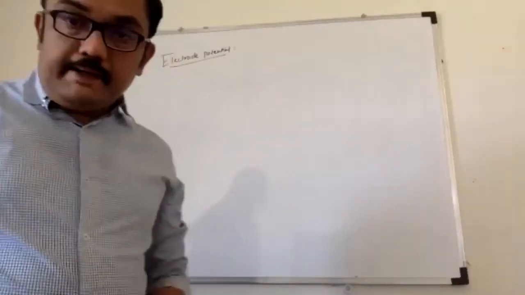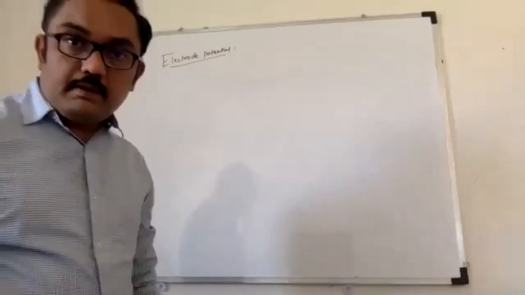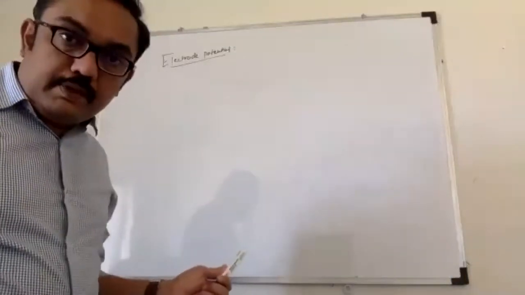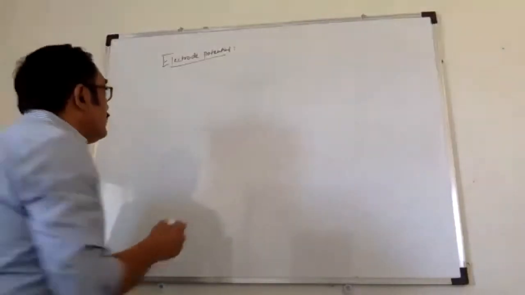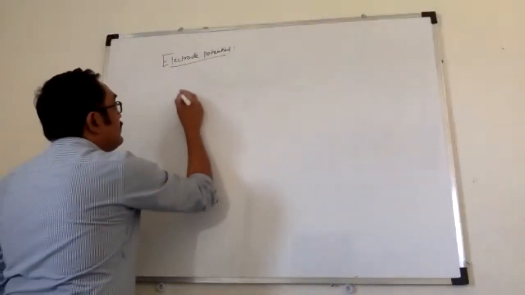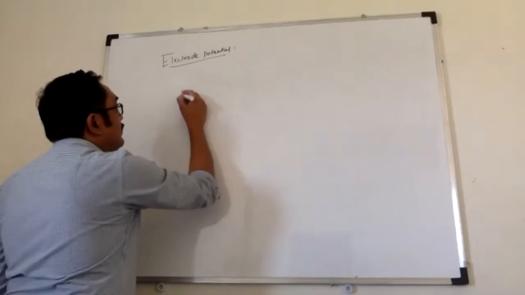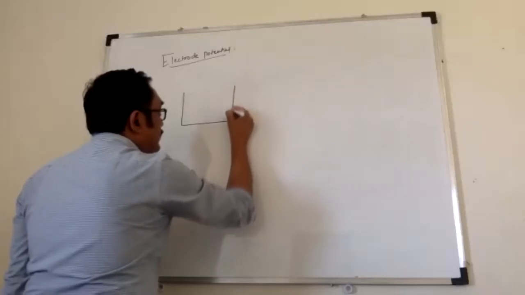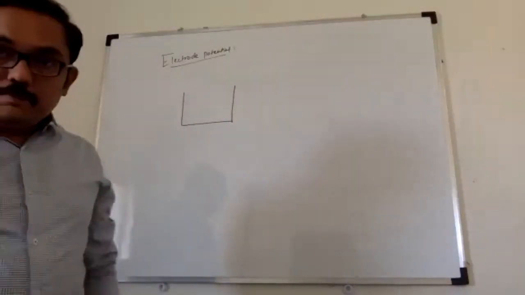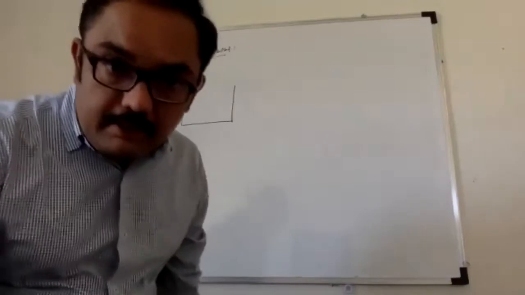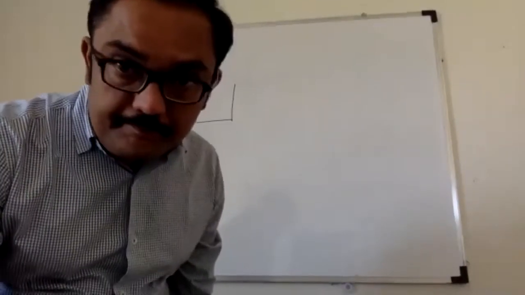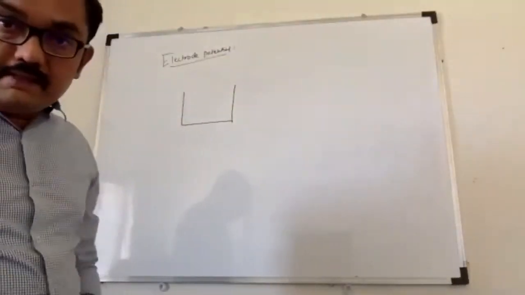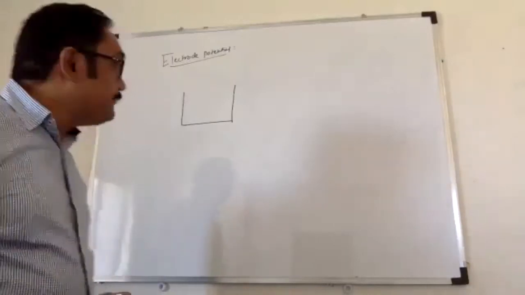The heading is Electrode Potential. Now, let's try to understand what is electrode potential. Think about a metal rod that is in contact with the metal ion.